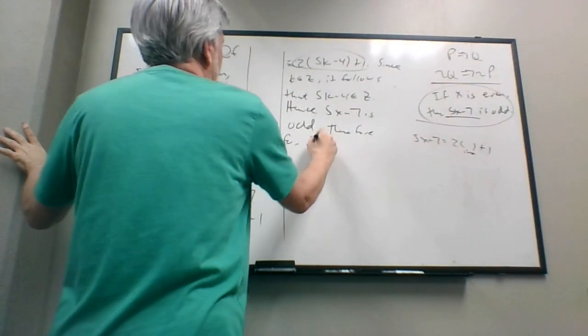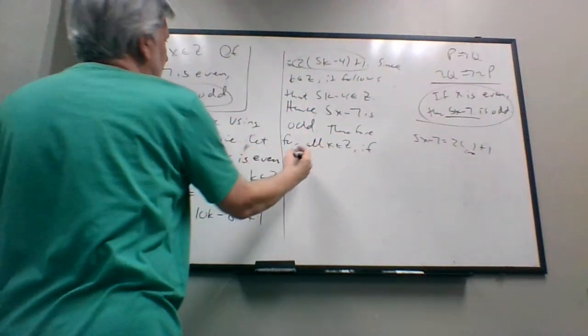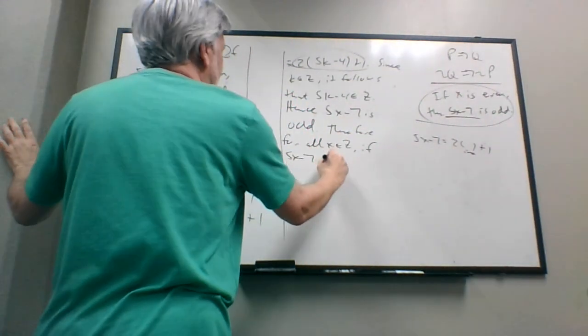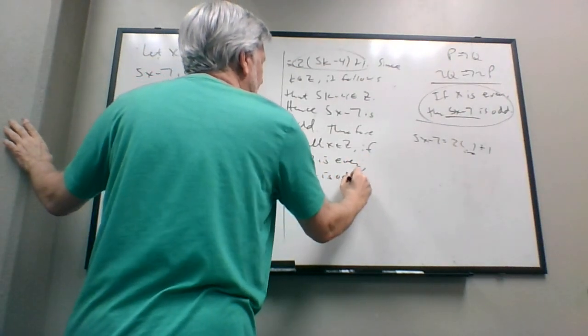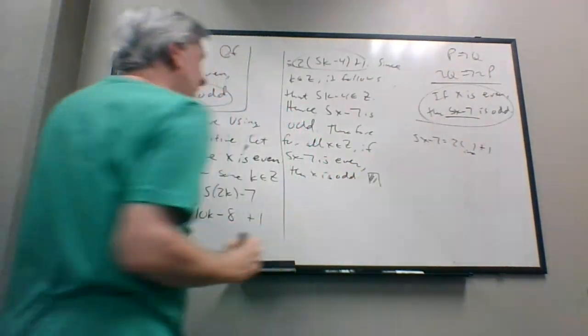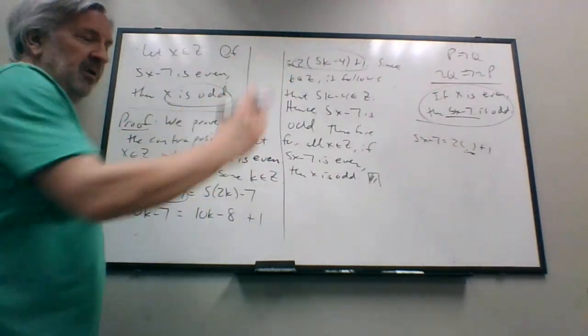Therefore, for all x in Z, again, it's universal: if 5x minus 7 is even, then x is odd. And there's our proof. Okay, now, I just tried the contrapositive and just went through it, right?